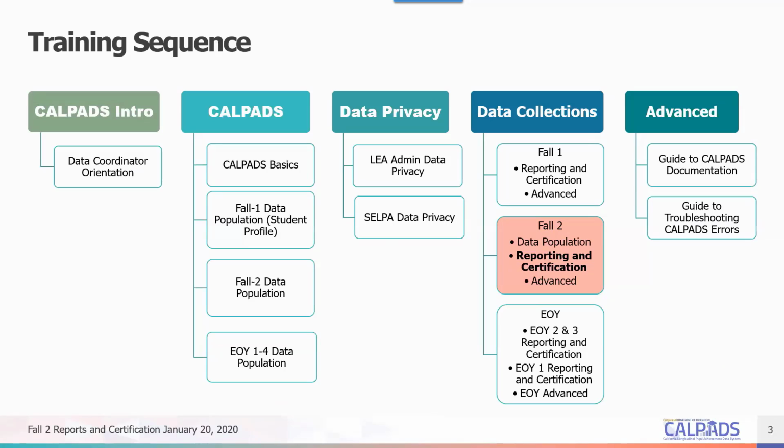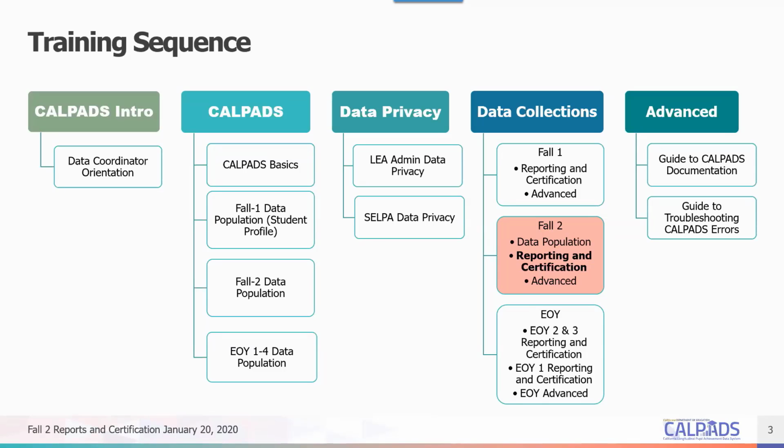So this is the training sequence, and I've mentioned some of the previous trainings already. Highlighted is where we are at. In bold is reporting and certification. There is an advanced session for those users who have successfully submitted CalPADS for several years, and it's a condensed version of what we're going to talk about today. And then the data population, also listed in the colored square, is a primer for this training.